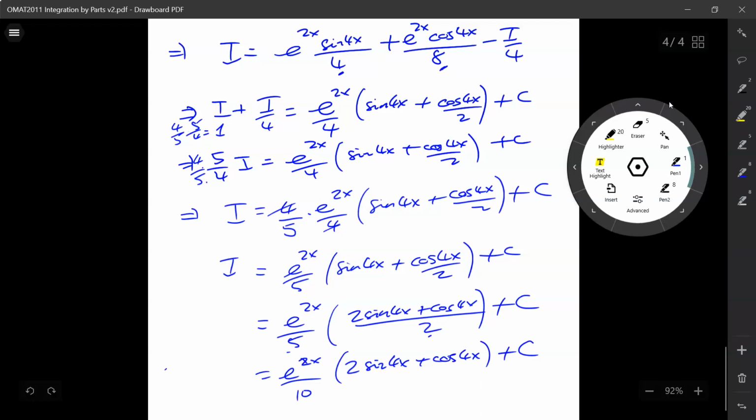And of course, I is the integral you started with, which is exponential 2x times cosine 4x dx. And that is the answer that you're looking for. So it's quite complex, but it's typical of the exam question you get, so you need to practice. Okay, that's that section.